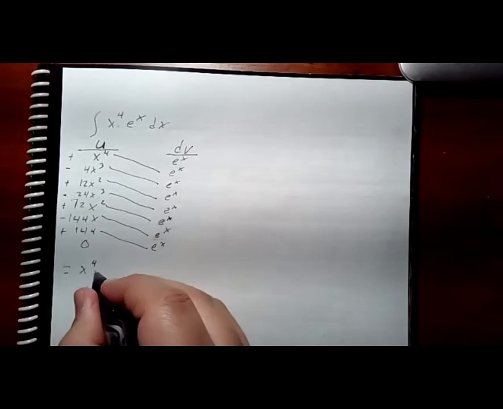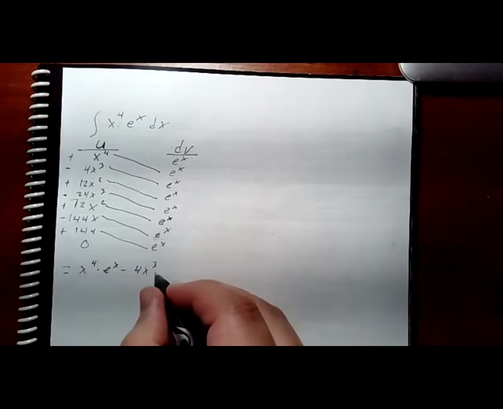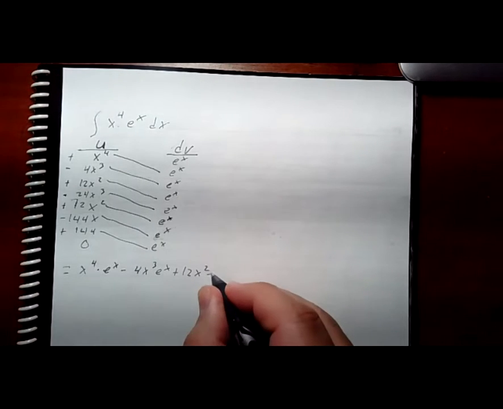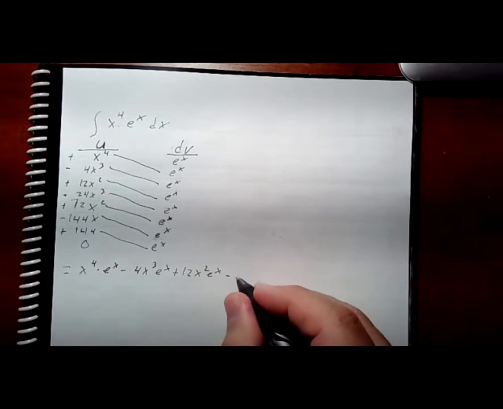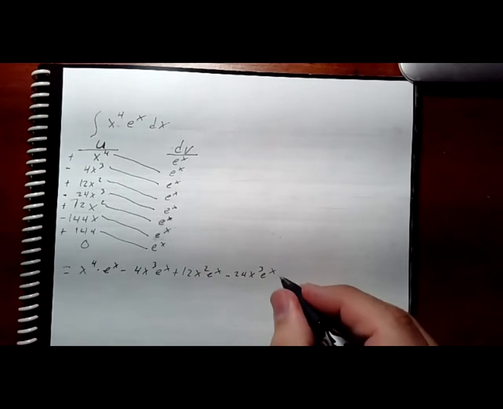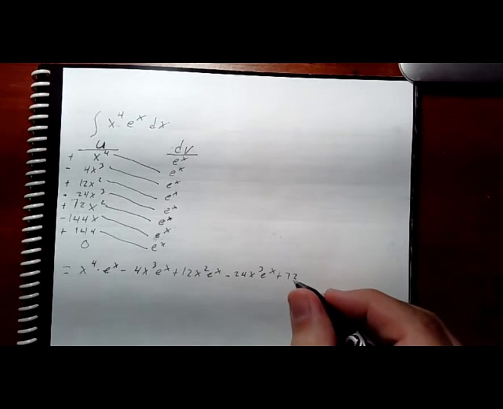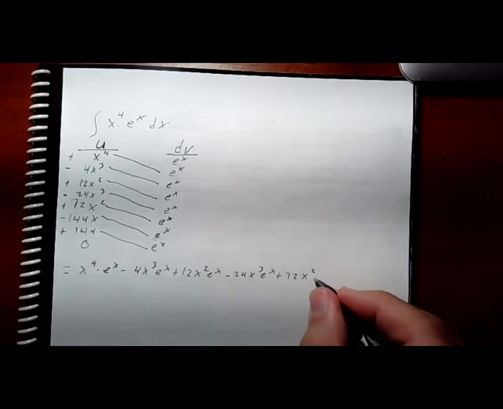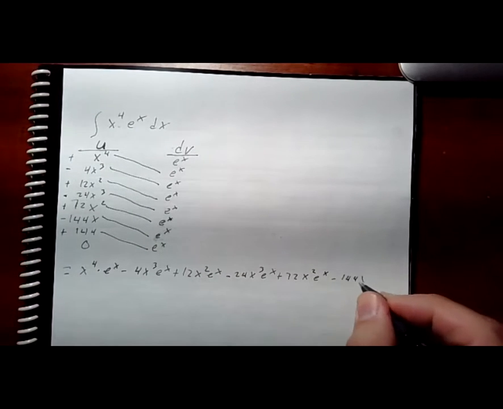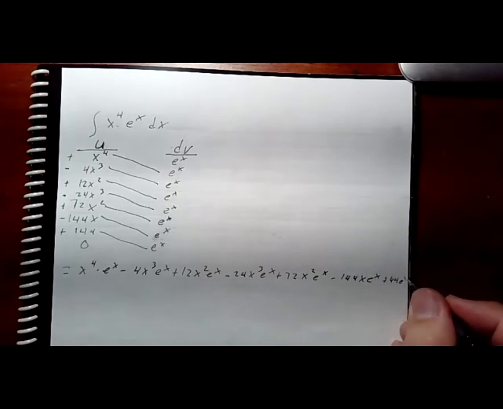x to the fourth positive times e to the x, minus 4x cubed e to the x, plus 12x squared e to the x, minus 24x e to the x, plus 72 x squared e to the x, minus 144x e to the x, plus 144 e to the x. I'm out of space.